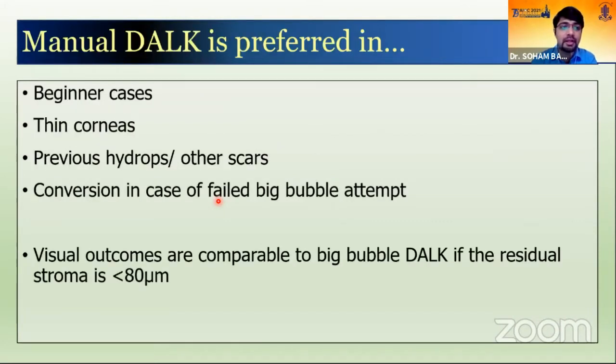So coming to manual DALK, if you look at the outcomes, if you have reached a residual stromal depth of less than 80 microns, the visual outcomes are comparable to that of big bubble DALK. And in fact, it is the preferred technique where you have previous hydrops and very dense scars, or in cases of failed big bubble attempts where you have to convert to a manual technique.